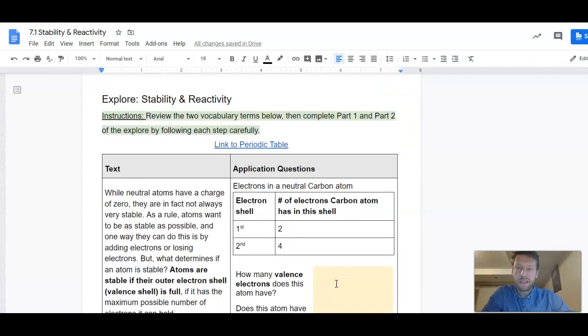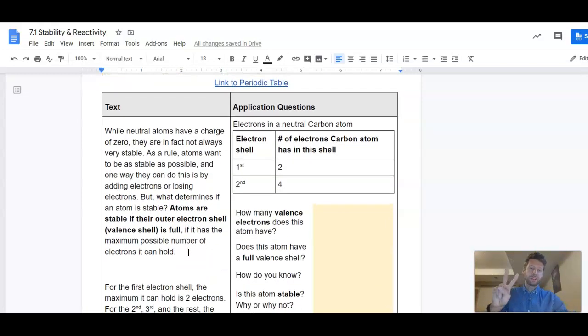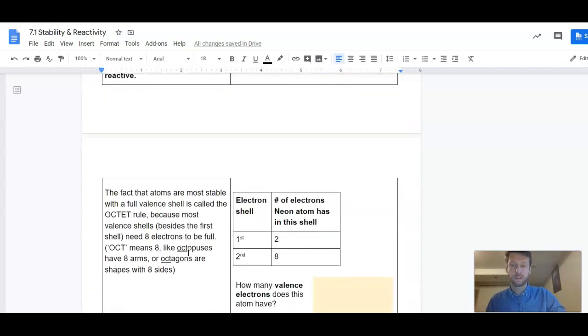You also read the Explore section so far. You learned the two key ideas for today. The first of which, atoms are called stable, so they're not reactive, if their outer electron shell is completely full. Okay. We reviewed that the first electron shell holds 2 electrons, the second electron shell holds 8, the third holds 8, etc. We call that the octet rule.